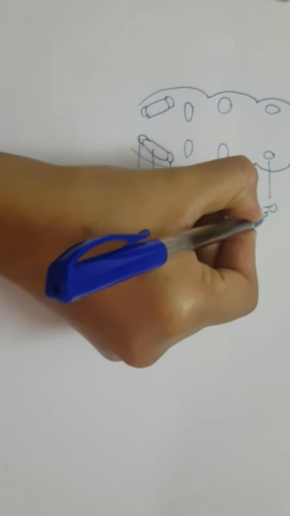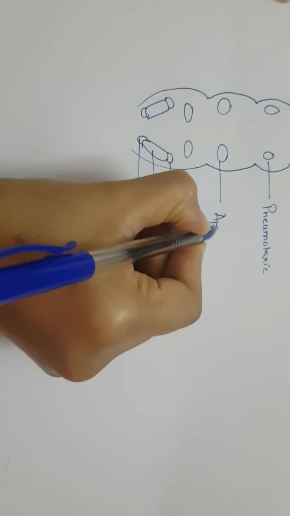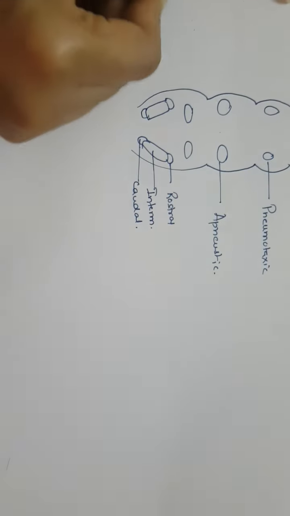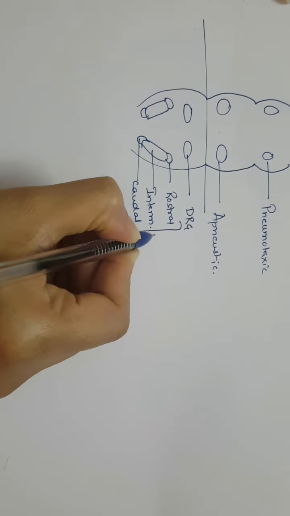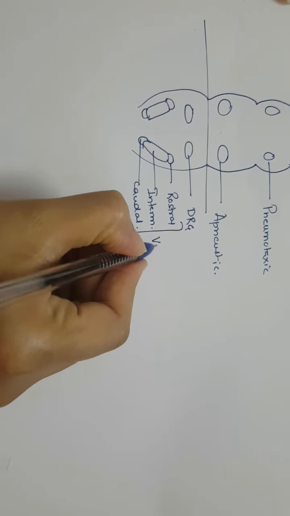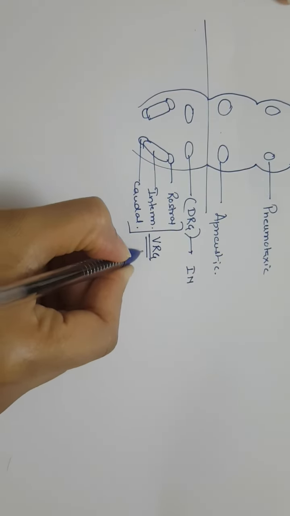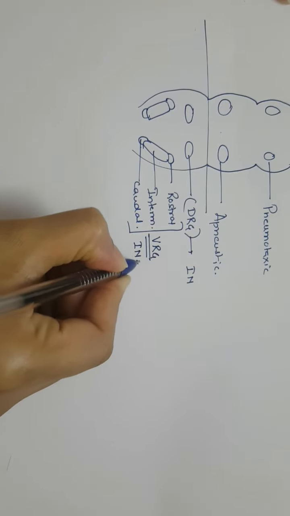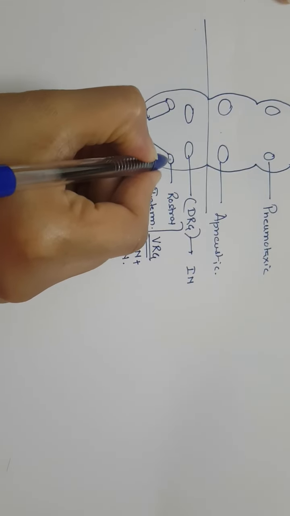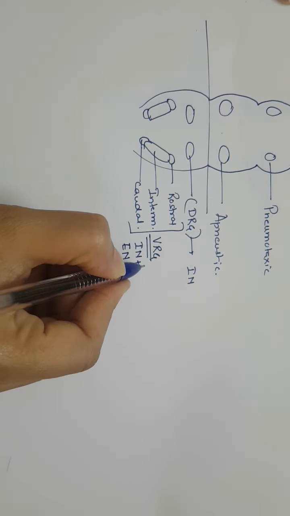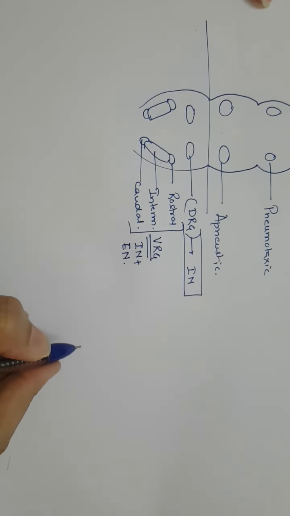So this is the pneumotaxic center, this is the apneustic center, this is the DRG, that is the dorsal respiratory group of neurons, and this is the VRG. DRG consists of only inspiratory neurons, VRG consists of inspiratory as well as expiratory neurons. DRG and VRG are connected by interneurons. The most important respiratory center is the DRG.